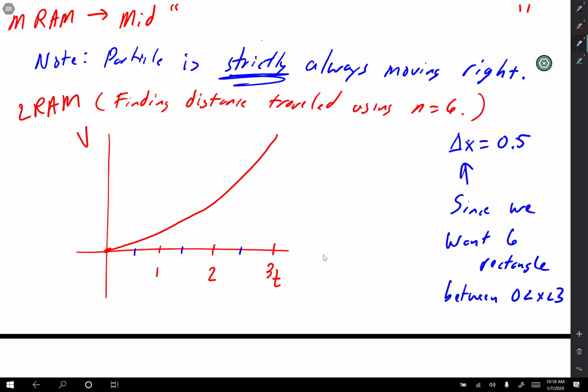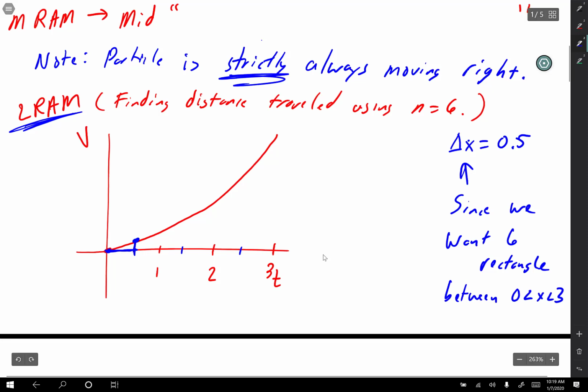Okay, here's my first rectangle. Because I'm doing LRAM, you start at the leftmost point. So the leftmost point between 0 and 0.5 is 0. So your first rectangle literally is a rectangle that has an area of 0. It's touching the x-axis, or the time axis, if you call that time. So n is just the number of rectangles. Correct. Here's the second rectangle, guys.